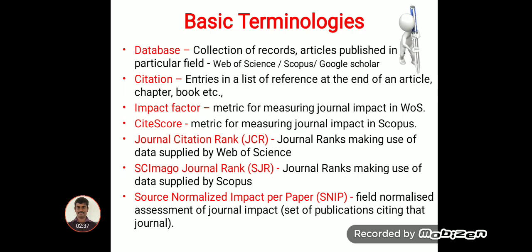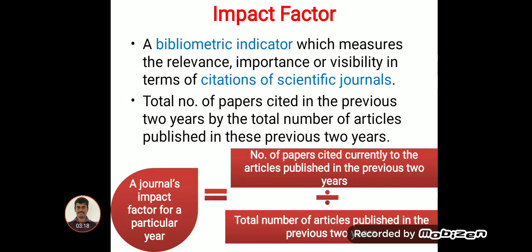Journal Citation Reports, shortly we call it JCR, ranks journals making use of data supplied by the Web of Science, whereas SCImago Journal Rank, shortly we call it SJR, ranks journals making use of data supplied by Scopus. SNIP, Source Normalized Impact per Paper, is a field normalized assessment of journal impact, for the set of publications citing that journal. So with these common basic terminologies, we'll start with impact factor.